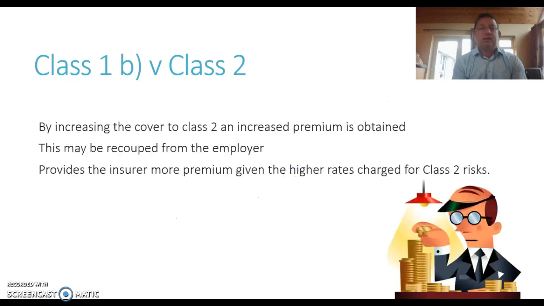The Class 2 rates will, needless to say, generate an increased business premium. The insurance company is going to get a higher premium for the risk. Sometimes this additional premium can be recouped from the employer. So it provides the insurer with more premium, given that higher rates are charged for Class 2 risks than Class 1 risks.